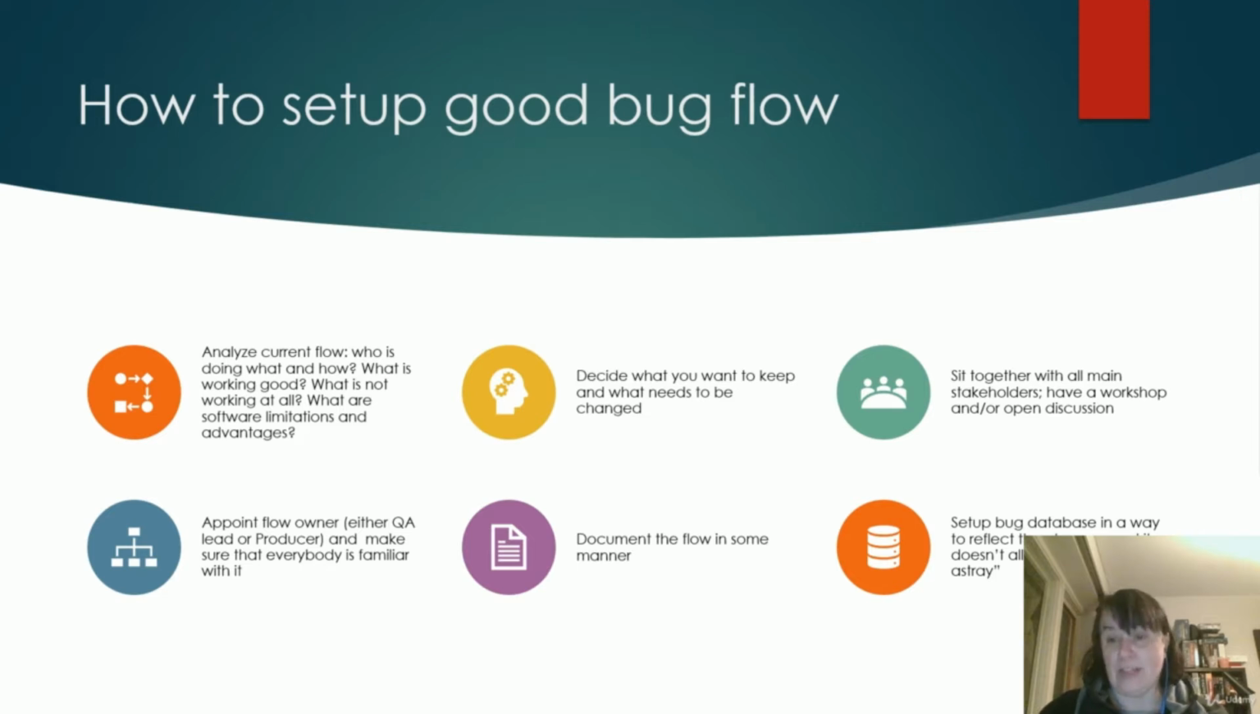And last but not least, set up your bugs database in a way that reflects your flows, so that what you agreed on and documented is also in your bugs database, and it's easy to follow. If there are too many discrepancies between your bugs database and your flow, you might end up with a confused team which won't know what to follow. So make sure that your bugs database is also adjusted to reflect that.